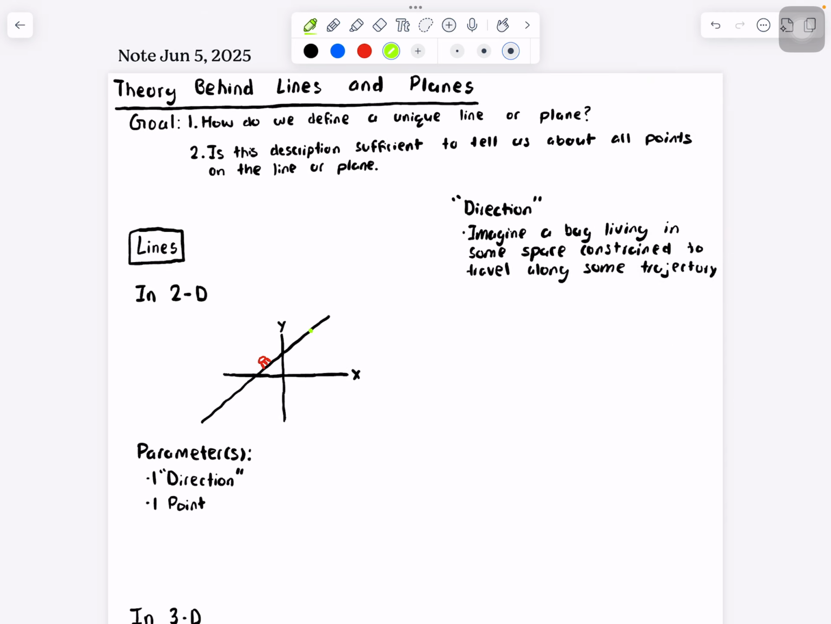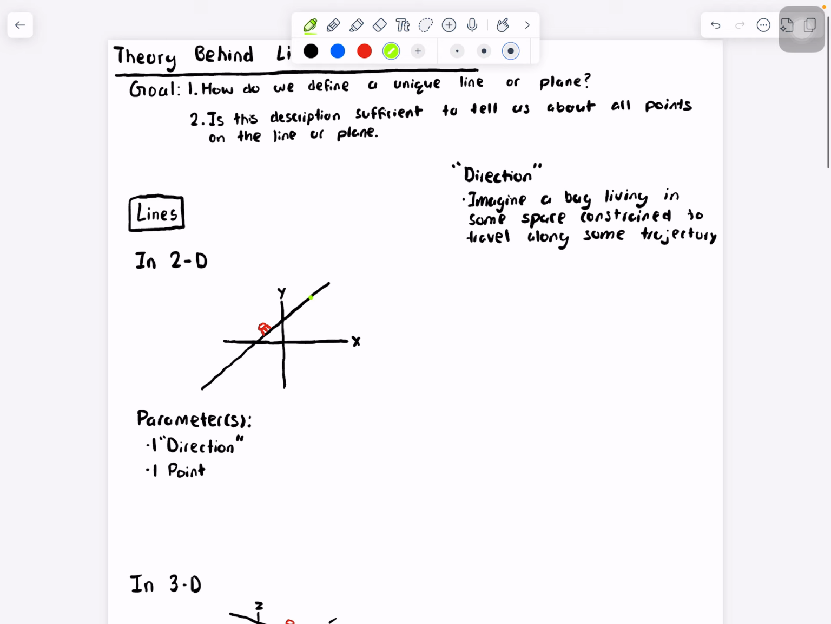This is now part 2 on our discussion of the theory behind lines and planes. We left off accomplishing our first goal. We're now going to see if the parameters we've chosen are actually sufficient to tell us about all the points on the line or plane.